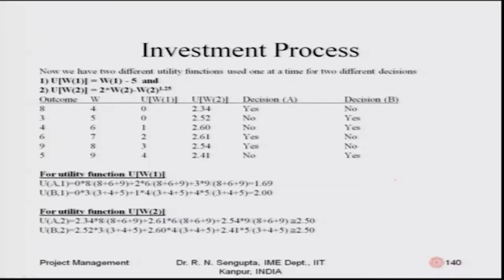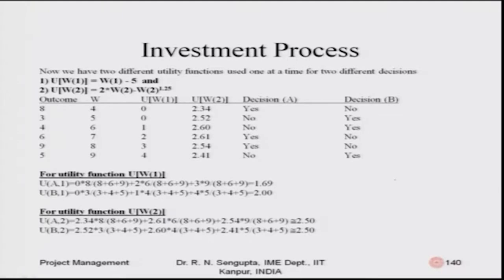Similarly, if I do it for B, for the utility 1, it will be yes here, so 0 into 3 and divide by what? So what are the yeses? 1, 2, 3, which is 3, 4 and 5. So here you see 3, 4, 5. If I continue doing it, it will be 1 into 4, that means yes, 1 into 4 divided by 3 plus 4 plus 5, and the last one is 4 into 5 divided by 3 plus 4 plus 5. I have 1.692. For utility 2, again I do the same calculations, I find out 2.5.